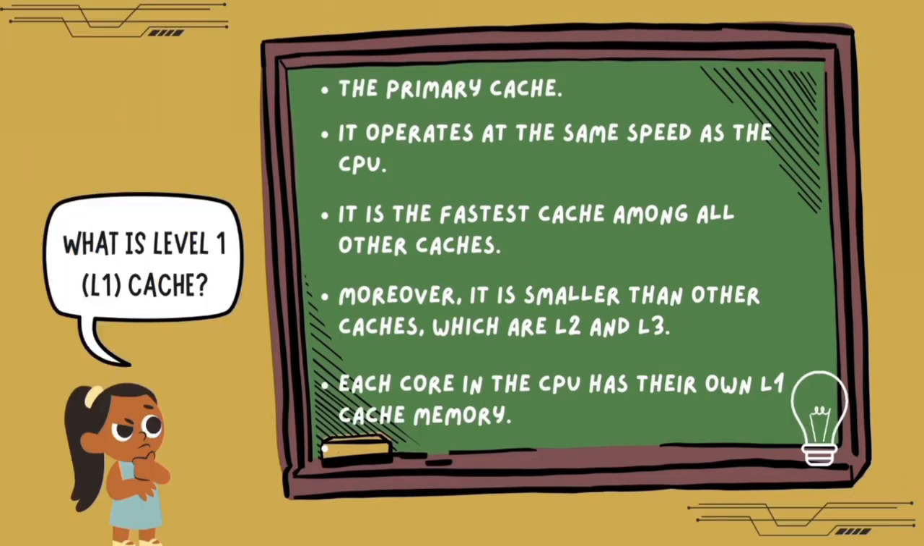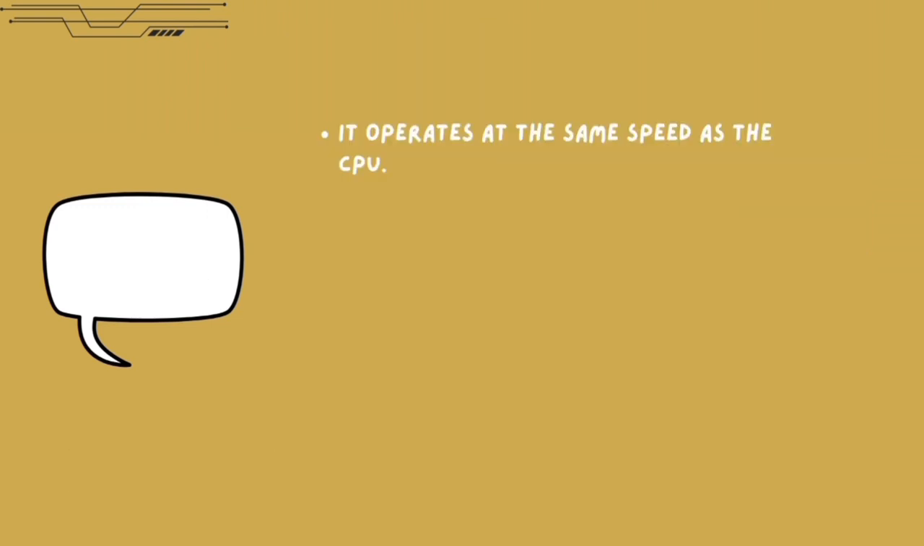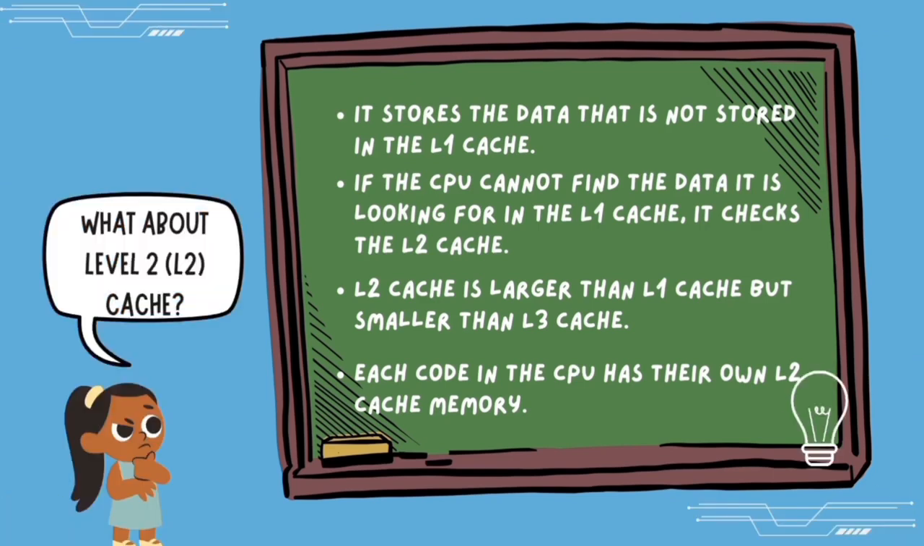Well, what is level 1 cache? It is the primary cache and it operates at the same speed as CPU, and it is the fastest cache among all the other caches and smaller than other caches too, which are L2 and L3, and each core in CPU has their own L1 cache memory. Isn't it special?